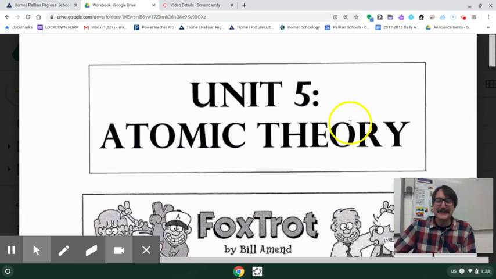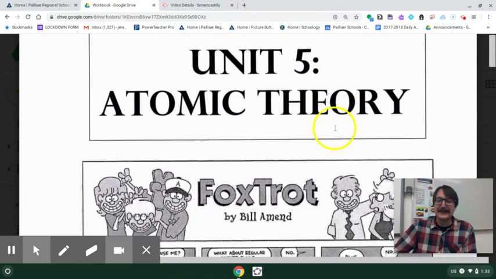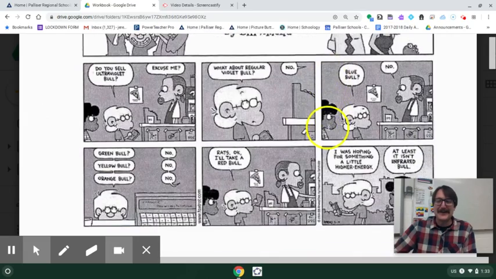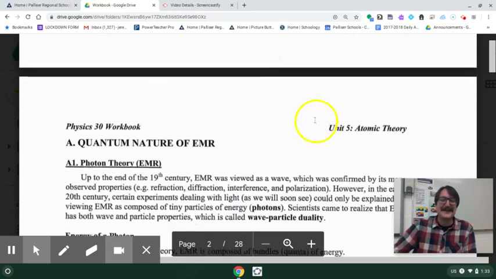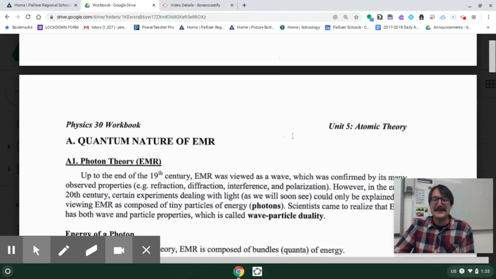Looking at Unit 5 on atomic theory. All right, well, here's a little illustration comic for you. Anyways, we're looking at the quantum nature of EMR. Let's look at lesson one on photon theory.